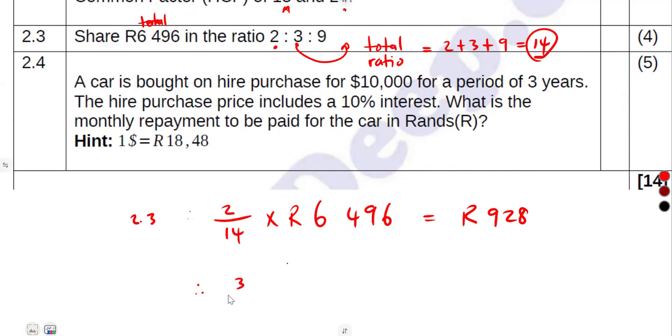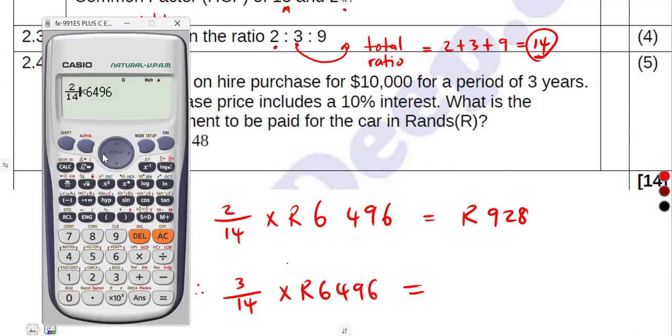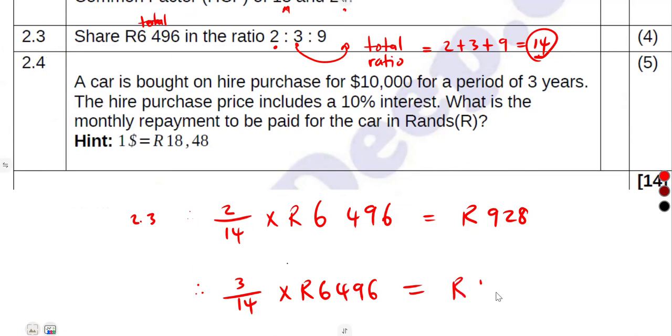All right, then we move on to the ratio of 3. That is 3 over the total ratio 14 times the total amount to be shared, 6,496. So that was it. This one is going to be 3. I'm just going to put a 3 here. All right, that's going to be 1,392.